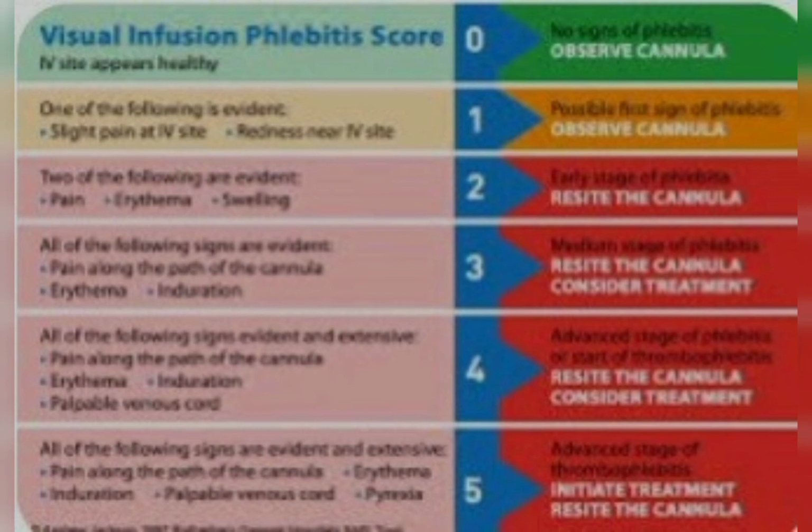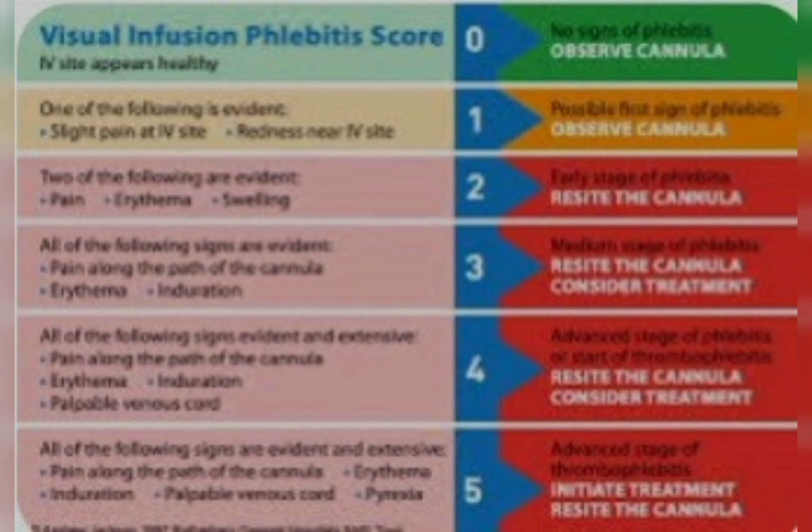VIP score 0: the cannula looks healthy, so no correction is needed. VIP score 1: the cannula site looks red and the patient may complain of pain, so the staff's responsibility is frequent monitoring of the cannula site for phlebitis. VIP score 2: the cannula site shows pain, erythema and swelling over the site. So the staff should immediately remove the cannula, reset the cannula and apply an ice pack over the swelling site.